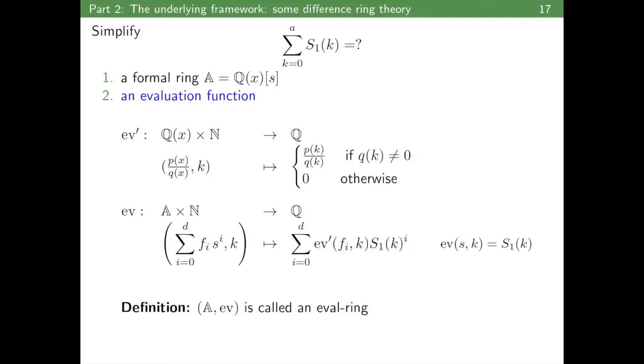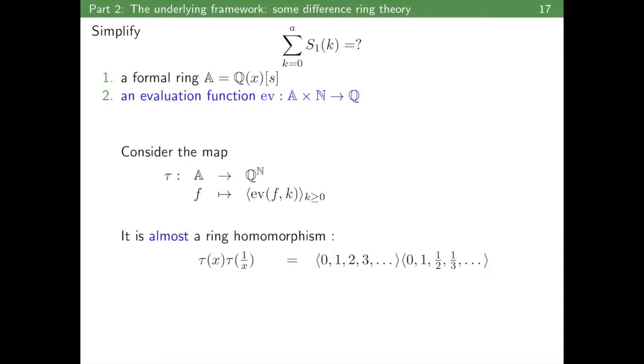So I have now attached variables, and if you give me an arbitrary expression, I know how to evaluate it as a sequence. Okay? And now, given the evaluation function, I can take an arbitrary element from my ring and evaluate it as a sequence. Take f of 0, 1, 2, 3, 4, 5, and I get the corresponding sequence. And this is almost a ring homomorphism.